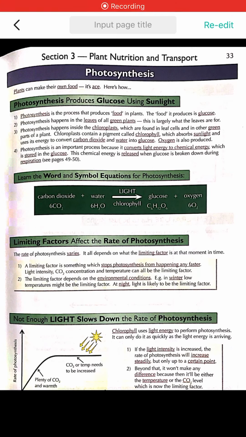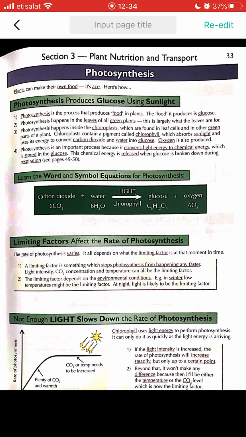Okay, section 3, which is all about plant nutrition and transport. The biggest chunk of this that you need to be aware of is photosynthesis. So you will know the word equation and the symbol equation for photosynthesis. Plants take in carbon dioxide and water, and they need light energy, i.e. sunlight, or it could be an artificial source of light, and they produce glucose and oxygen.